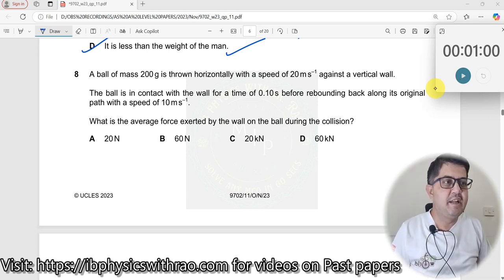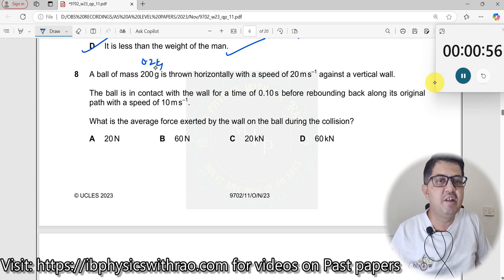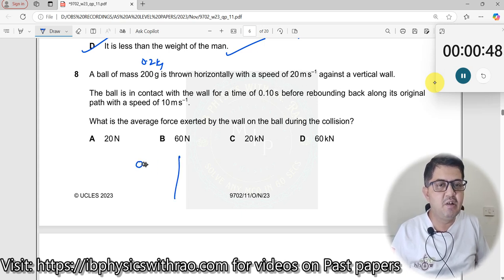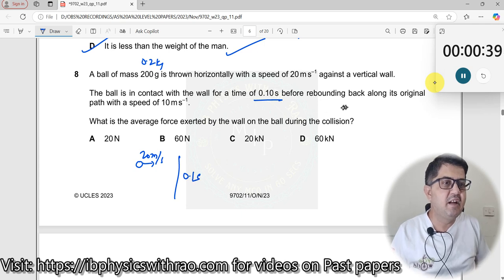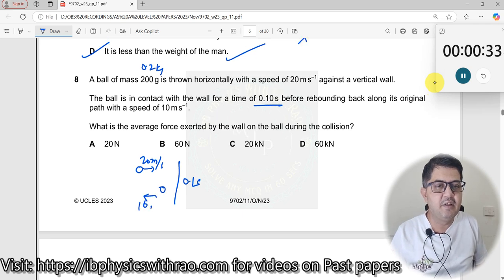Okay, question number 8. A ball of mass 200 grams, 0.2 kg, always write in SI units, is thrown horizontally with a speed of 20 meters per second against a vertical wall. The ball is in contact with the wall for a time of 0.1 second, before rebounding back along its original path with a speed of 10 meters per second.